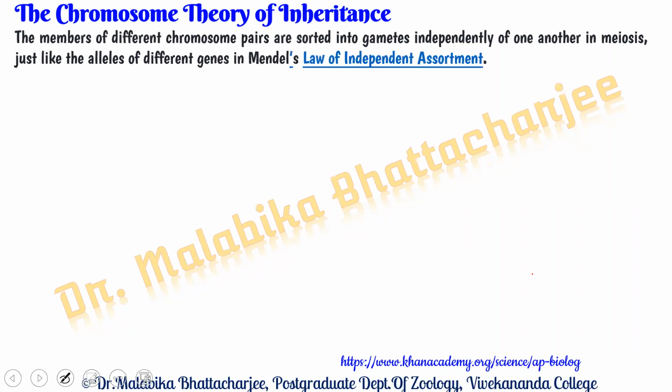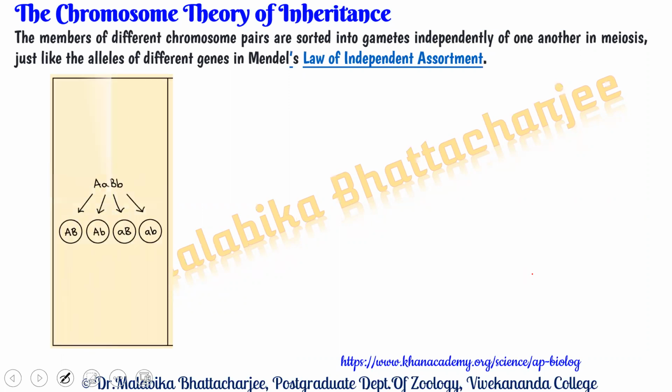Finally, this we know: the members of different chromosome pairs are sorted into gametes independently of one another in meiosis, just like the alleles of different genes in Mendel's law of independent assortment. Now we are going to bring in another gene pair to understand how Mendel imagined his dihybrid crosses. This is the dihybrid situation that Mendel imagined.